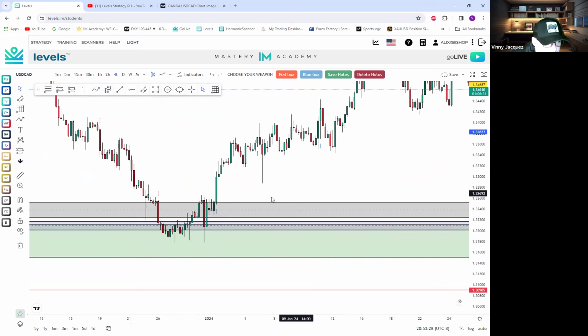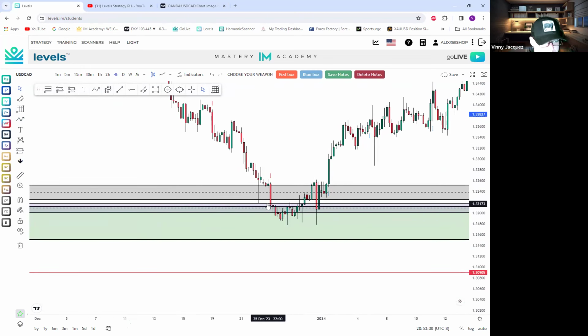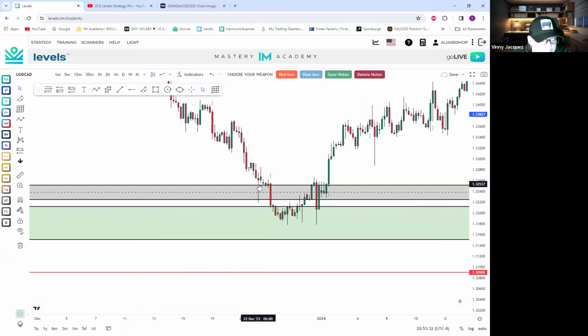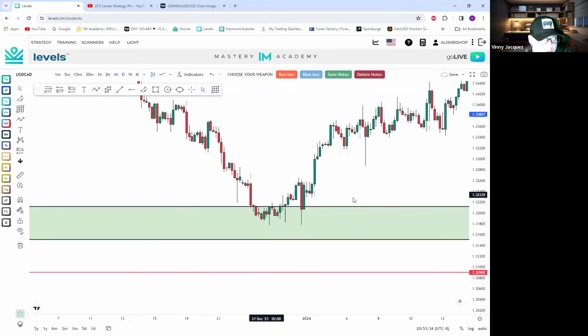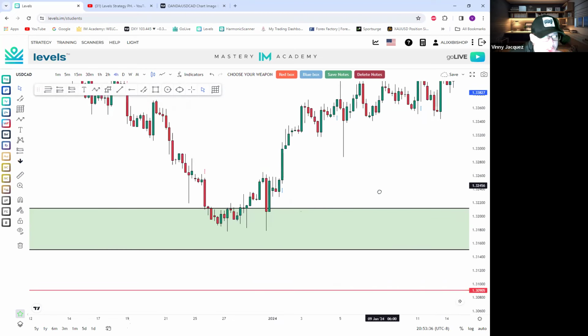Awesome. So let's go ahead and clean up. We already seen these zones. These zones have already been used, and we got nice reactions off those. And that's clean. But let's look at structure now.